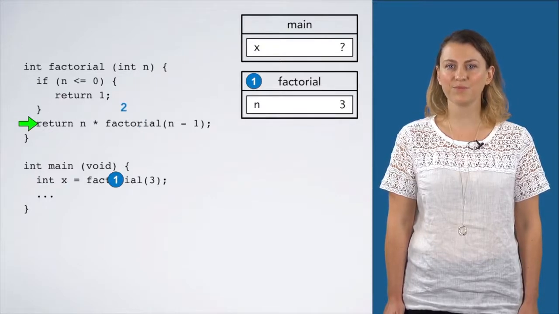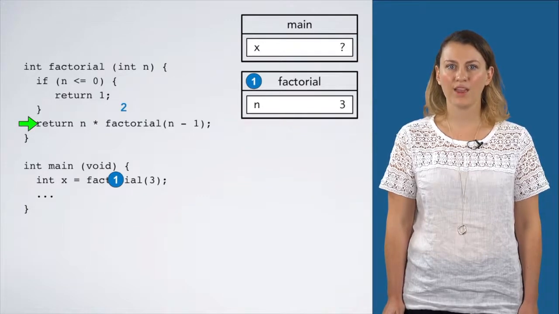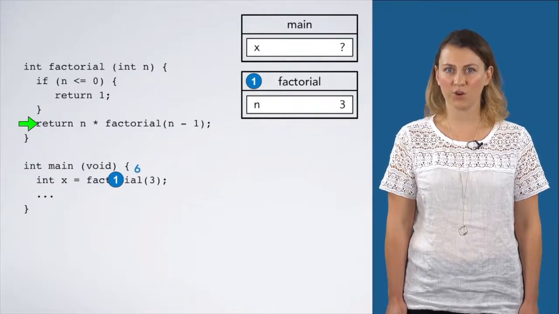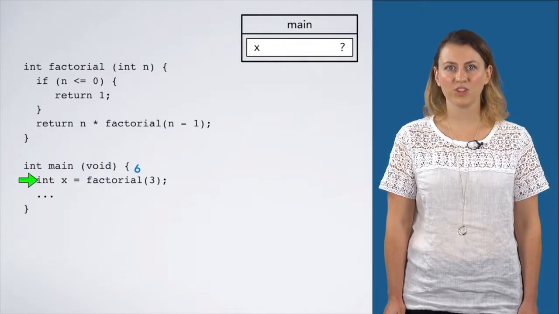Now we're in the initial execution of the factorial function where n has the value 3. We're going to create a return value of 6 and send that to the initial call to factorial. Now we can leave the function and return to main, finishing this assignment statement, giving x the value factorial of 3, which has the value 6.